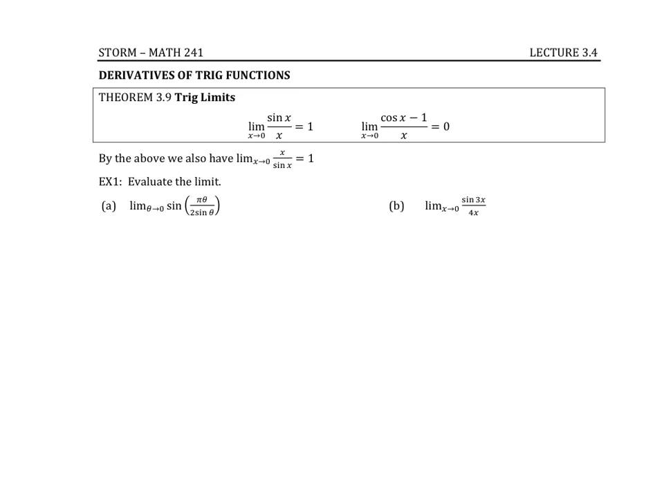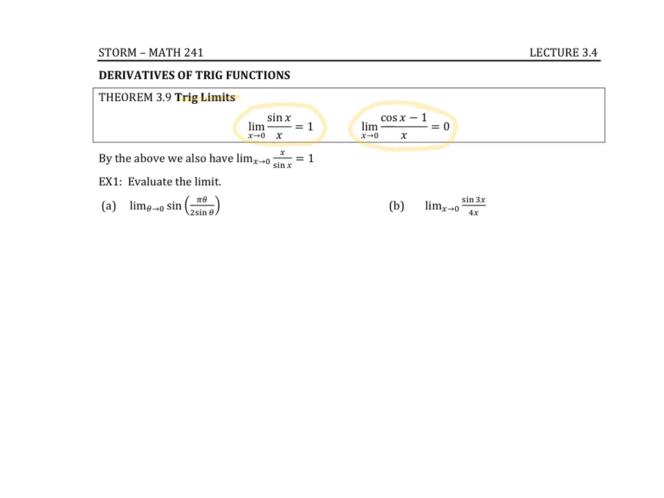In section 3.4, we're going to look at the derivative of trig functions. But before we do that, what we're going to do is look at some special limits of trig functions. So that would be these two limits here. The limit as x goes to 0 of sine of x over x is 1. And the limit as x goes to 0 of cosine of x minus 1 over x is equal to 0.